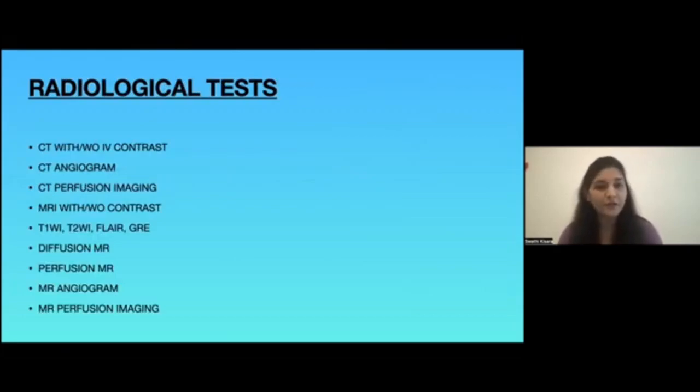The following are the various radiological tests that are employed in identifying the stroke etiologies. They include CT with or without IV contrast, CT angiogram studies, CT perfusion imaging, MRI with or without contrast, conventional MRI studies showing T1, T2, FLAIR and GRE sequences, diffusion and perfusion MR studies, and MR angio and MR perfusion imaging.